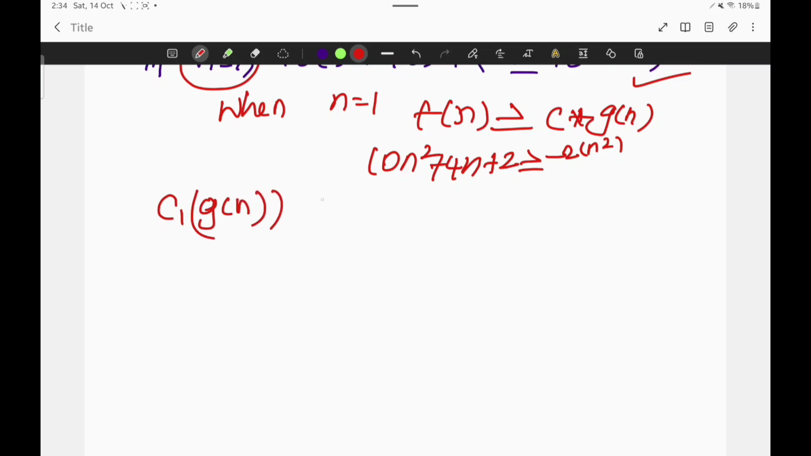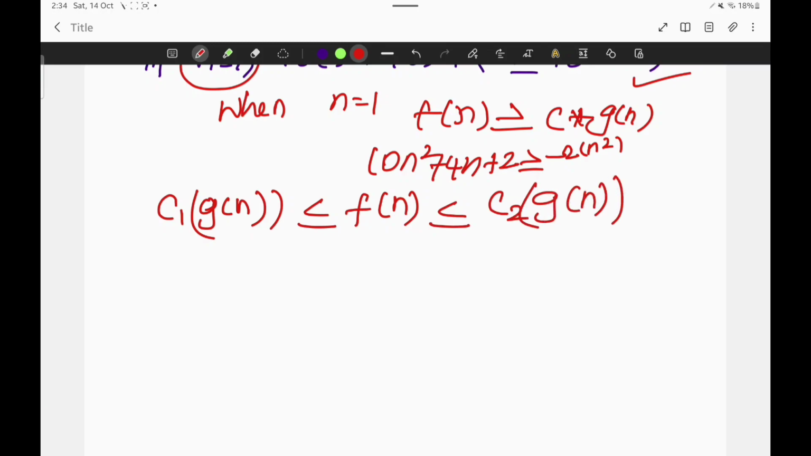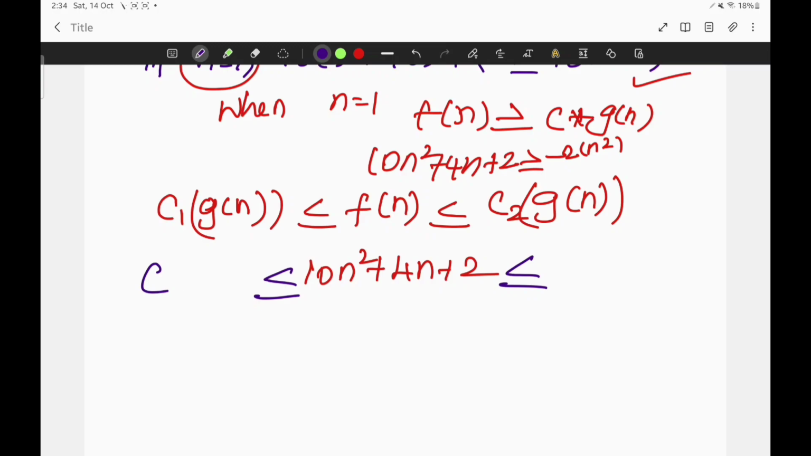So what is the remaining one left out? The remaining one is the tight bound. Tight bound means f of n lies in between C1 and C2. What is given in f of n? We shall take the same example, 10n squared plus 4n plus 2. We shall take these asymptotic notations of big O and omega.